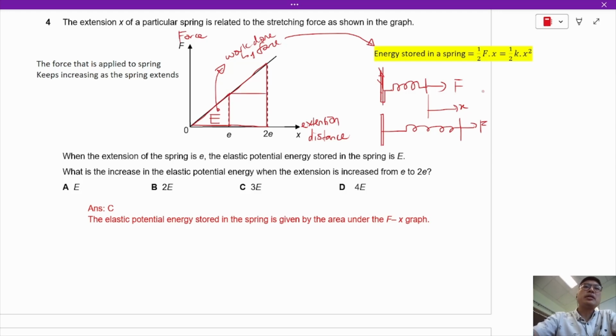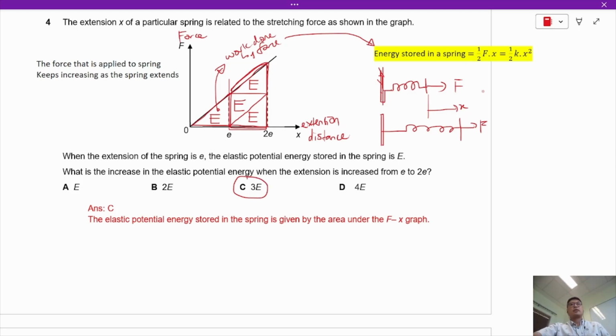You can see immediately that this area is also E. Then let's say I draw a diagonal like that, and you can see that this area is also E. And by doing a mirror image, this area is also E. So the new elastic potential energy is 4E, and the increase in EPE is this area here. The increase in the EPE is 3E.